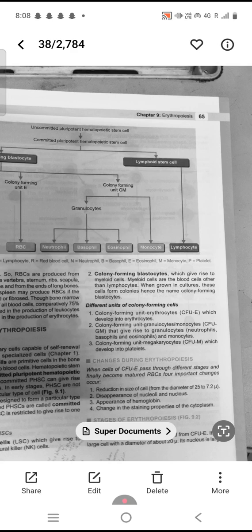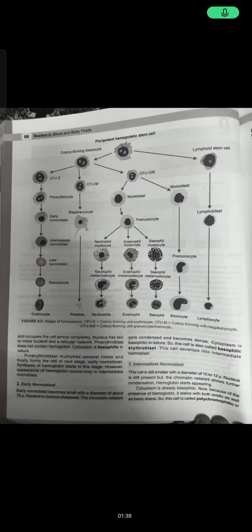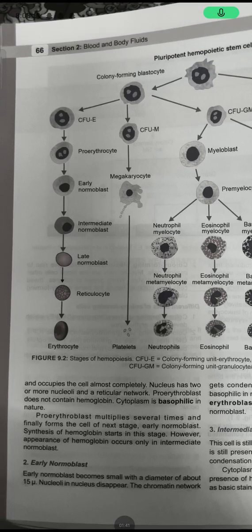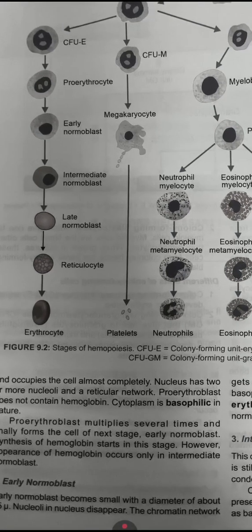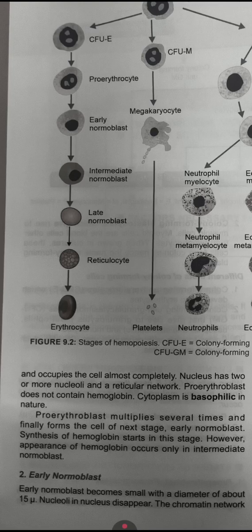Now a mature RBC doesn't have a large nucleus. The pro-erythroblast has such a large nucleus that it occupies the cell almost completely, like its nucleus is as large as itself. And the nucleus has two or more nucleoli and a reticular network. Nucleoli are present in the nucleus, as we already know. And reticular network means endoplasmic reticulum. And pro-erythroblast does not contain hemoglobin.